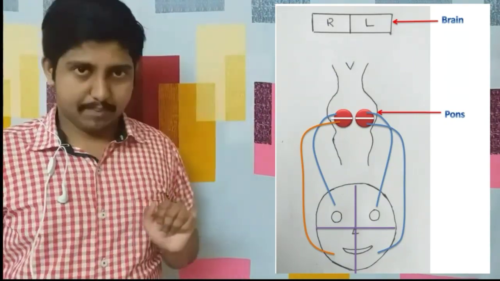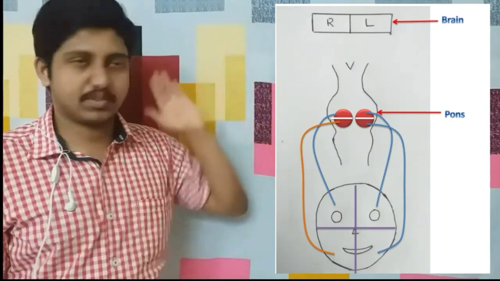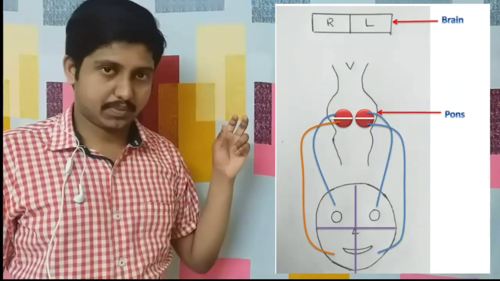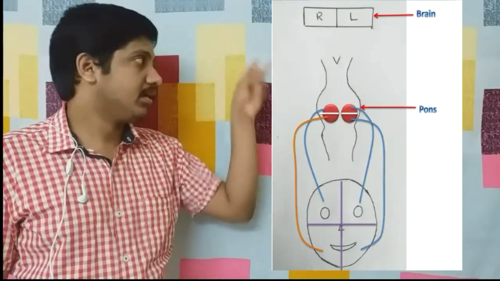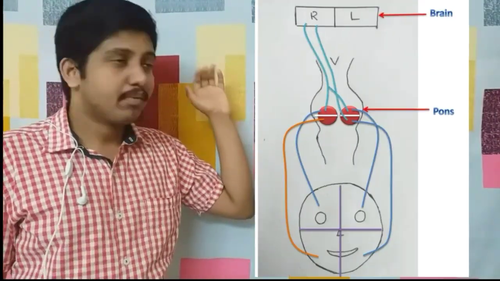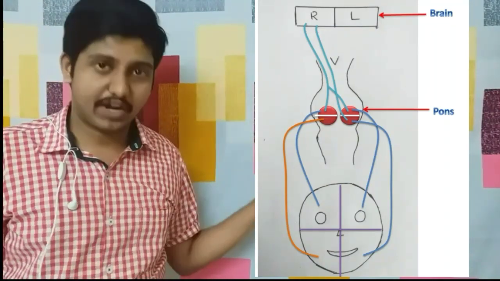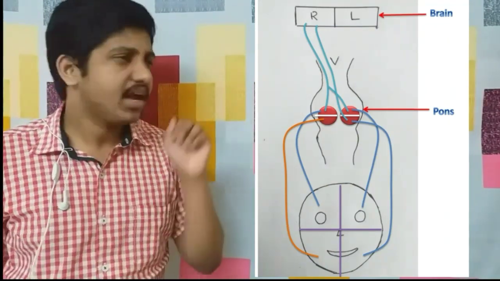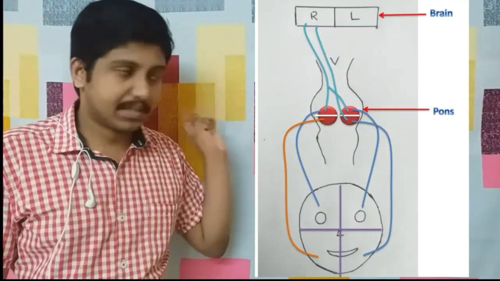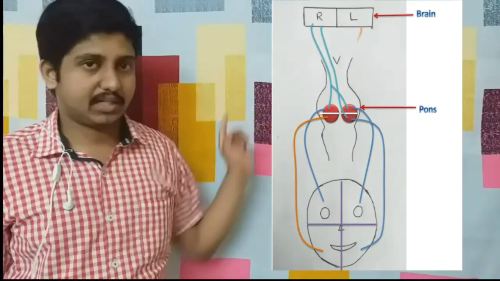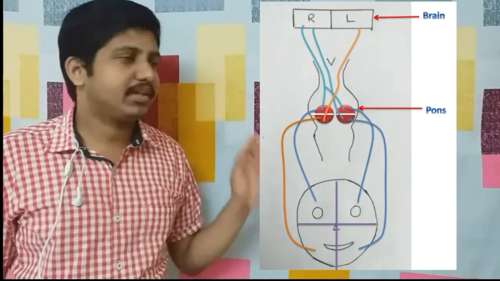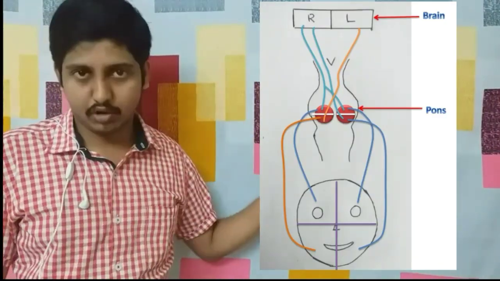For example, let's take the right cerebral hemisphere. The nerve fibers from the right cerebral hemisphere innervate the upper part of both the right and the left facial motor nuclei, while the lower part of the right motor nucleus is supplied by the contralateral, that is opposite, fibers from the left hemisphere. The same thing occurs for the left motor nucleus also.